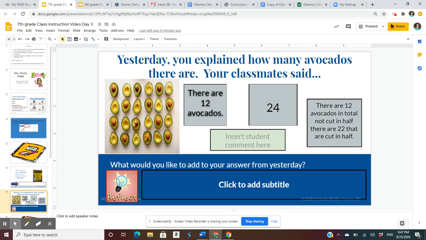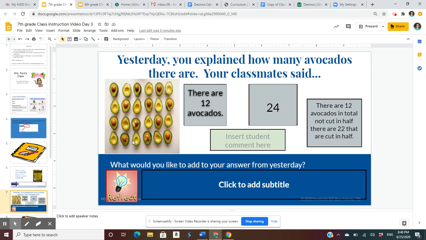All right, let's go ahead and take a look at the avocado question. It says, yesterday you explained how many avocados there are. Your classmates said that there are 12 avocados, or they said 24. They didn't even put anything else with that. Some said there are 12 avocados in total, not cut in half. There are 22 that are cut in half.